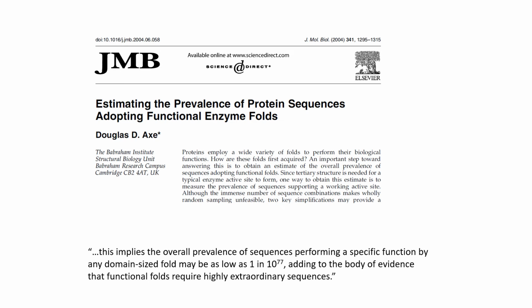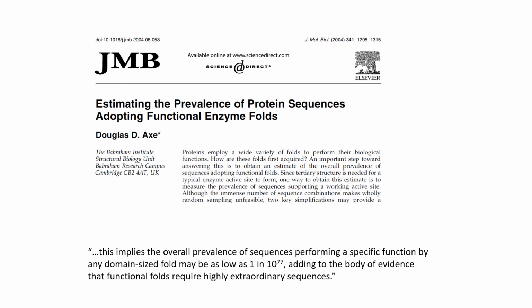So the relevant work here was done by Dr. Douglas Axe, a protein chemist, who was working at Cambridge University at the time. His important results were published in the Journal of Molecular Biology in 2004. What he set out to do was to estimate the probability of finding a functional protein in the so-called amino acid sequence space.